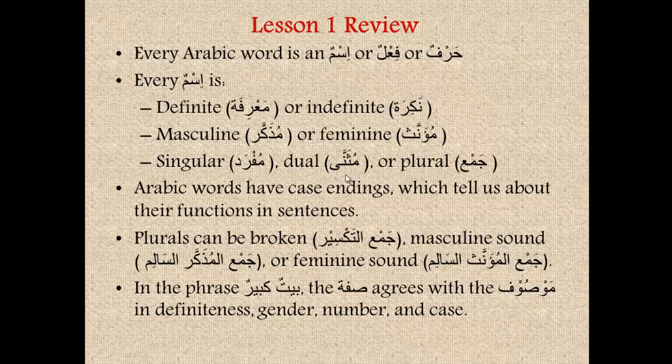Arabic words have case endings, and these case endings tell us something about their functions in the context of sentences. Plurals fall under one of these three categories. They can be jam' taksir, broken, jam' al-mudhakkar al-salim, sound masculine, or jam' al-mu'annath al-salim, sound feminine. Lastly, in the phrase baytun kabirun, the sifa, which is kabirun, agrees with the mawsuf, bayt, in indefiniteness, gender, number, and case. This is the end of the first lesson.